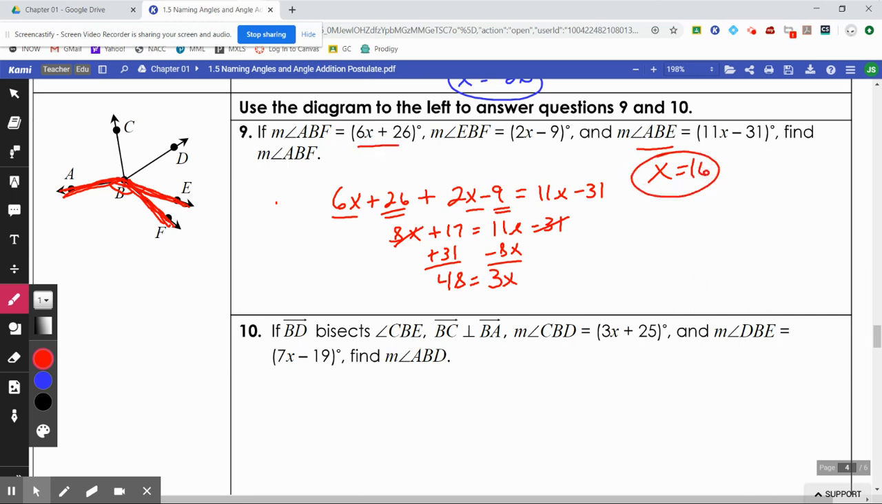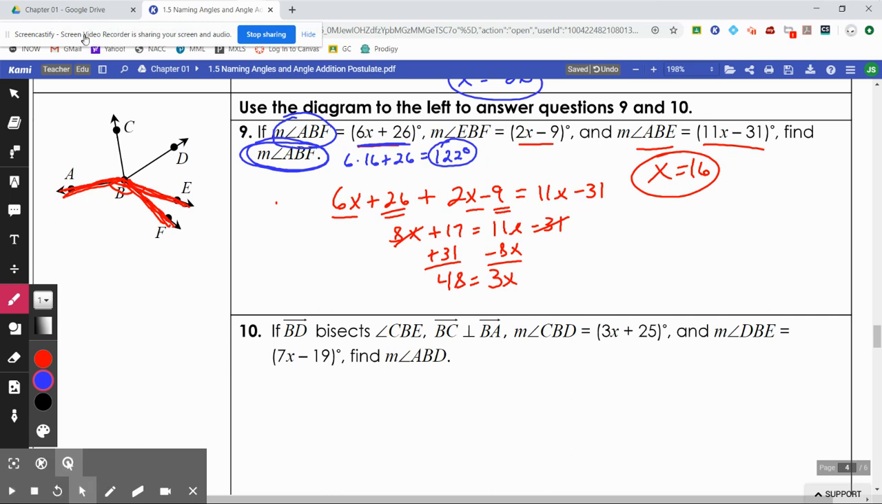You can plug it into every one of these to find out if you're correct. Since I'm confident on this one, we don't have to plug it in. We just have to look and see what we're looking for. We're looking for the measure of ABF. So where are we plugging that in? Right here. That's ABF. So therefore, we're going to do 6 times 16 plus 26. That'll be 96 plus 26, which would be 122 degrees.